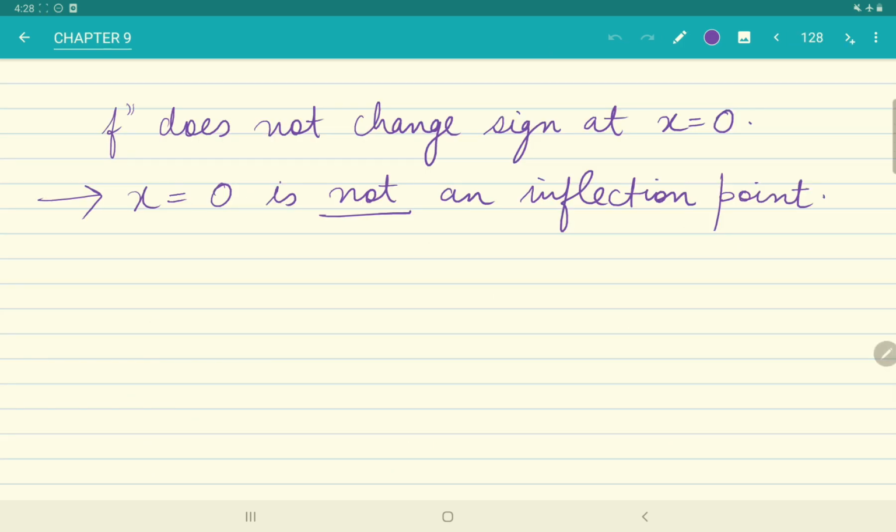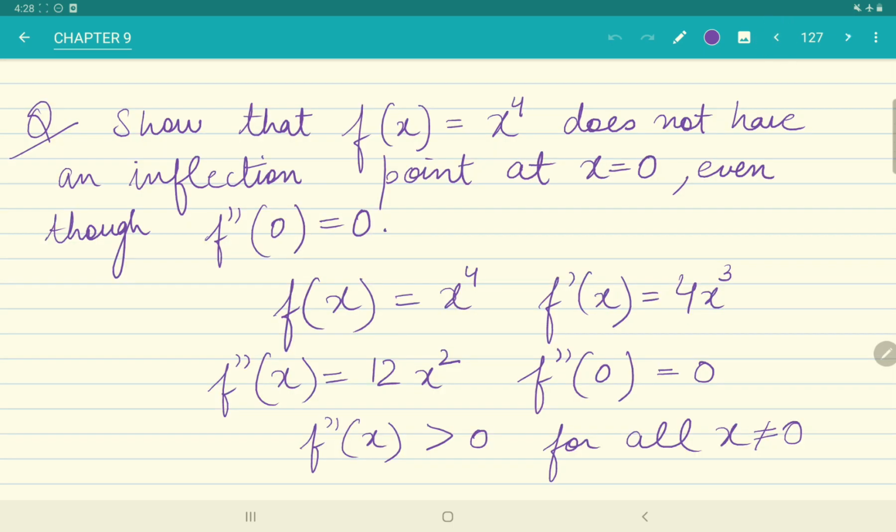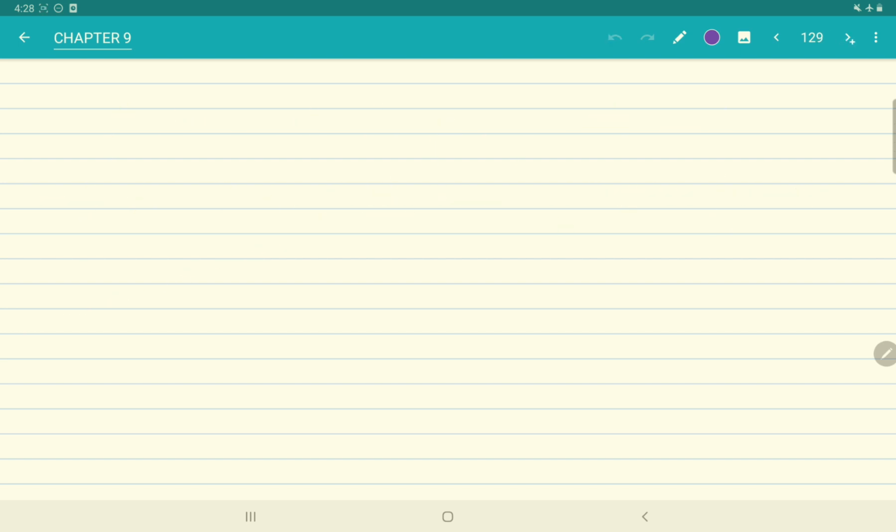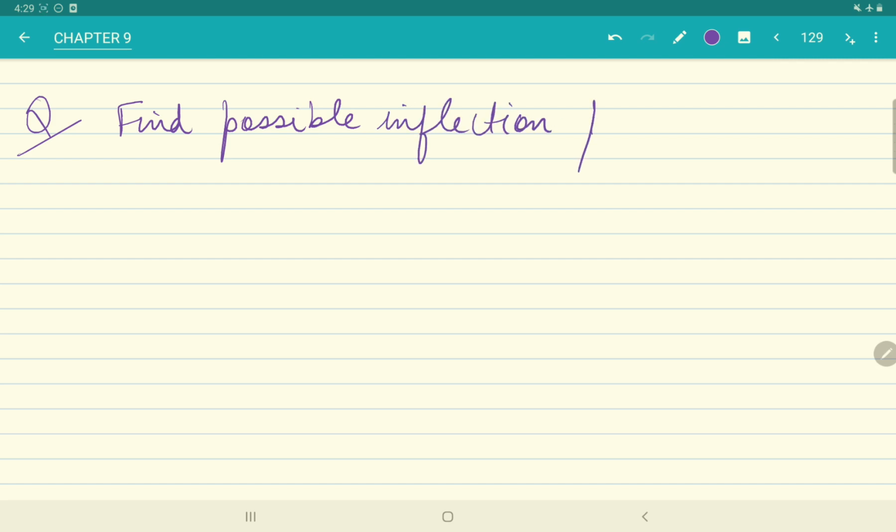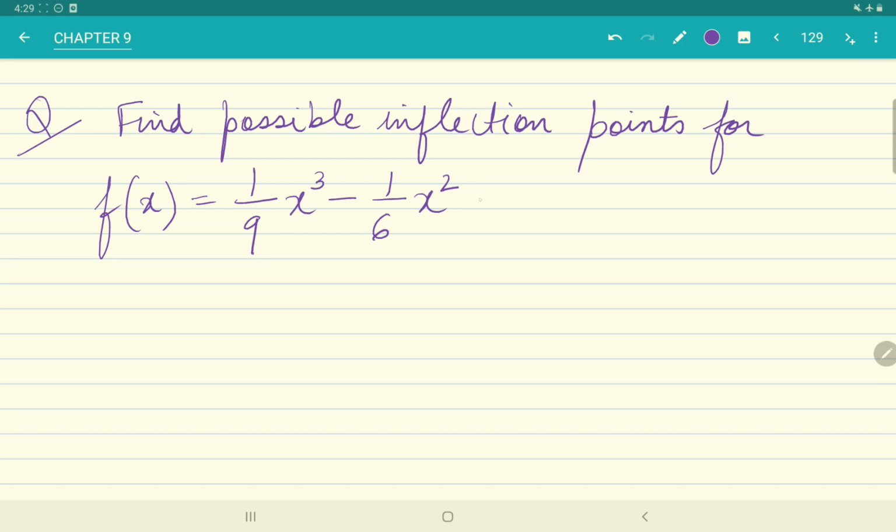So now we take up another question. Find possible inflection points for f of x is equal to the same case we talked about earlier, 1 by 9x cubed minus 1 by 6x squared minus 2 by 3x plus 1.